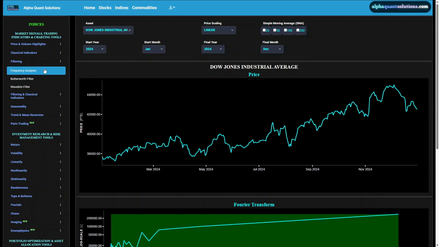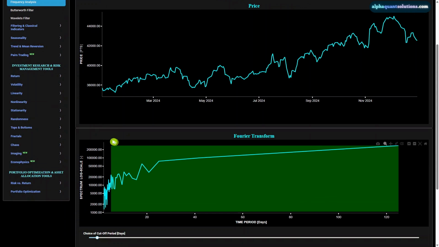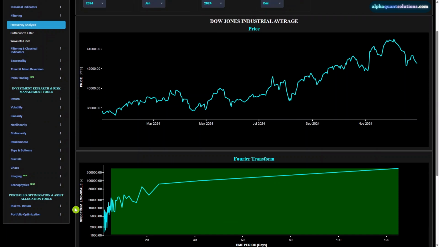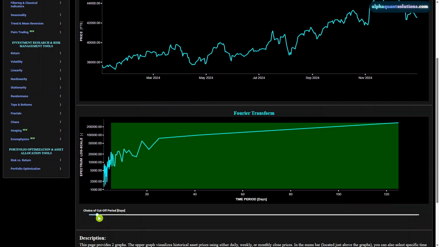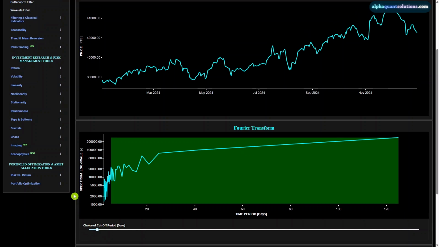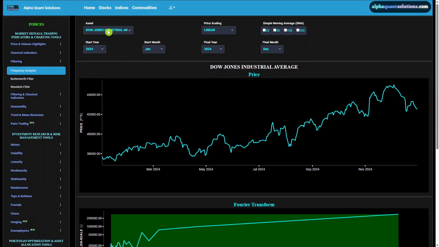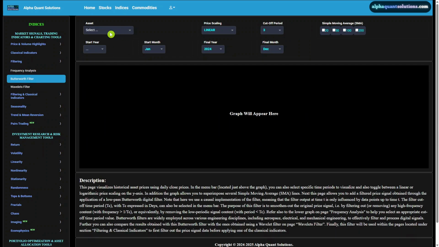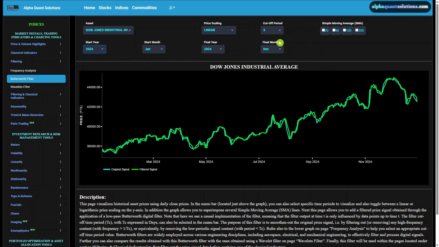So to recap, this frequency analysis page helps us select the cutoff period for our frequency domain filter. In this case, we have seen that 5 days is a reasonable choice, and we will apply it now to the Dow Jones using the Butterworth filter, a frequency domain filter. So let's look for the Dow Jones. Let's select 2024. And let's adjust the cutoff period to 5 days. By default, it's set to its lowest value, so we'll set it to 5 days.